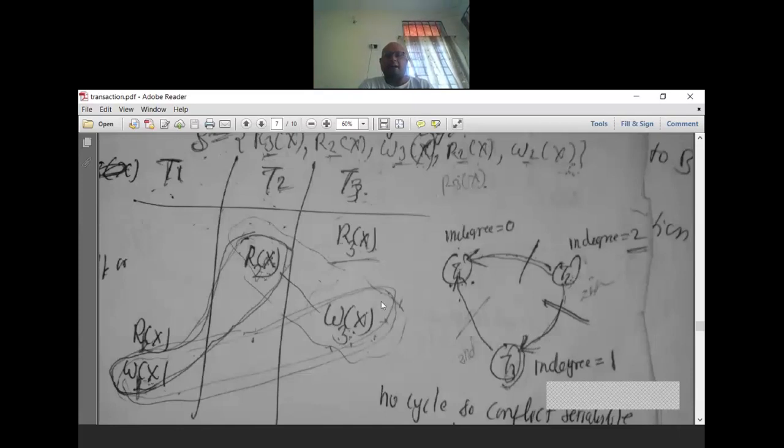Now I will check again whether there is a conflict operation from T3 to T1. T3 to T1, these are conflict operations. This one is also a conflict operation. So I have marked there is a conflict operation from T3 to T1. I have marked it. Now I will see how big.